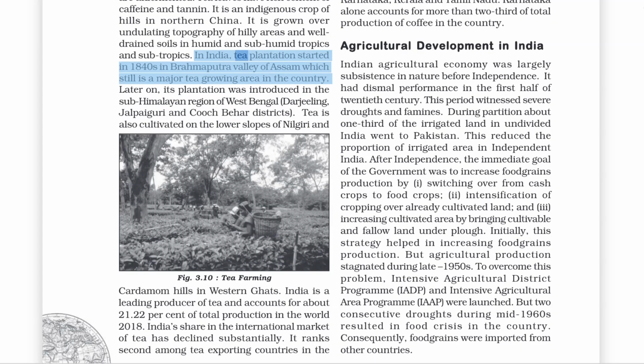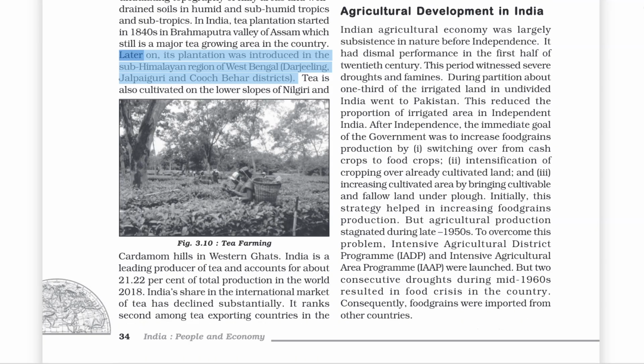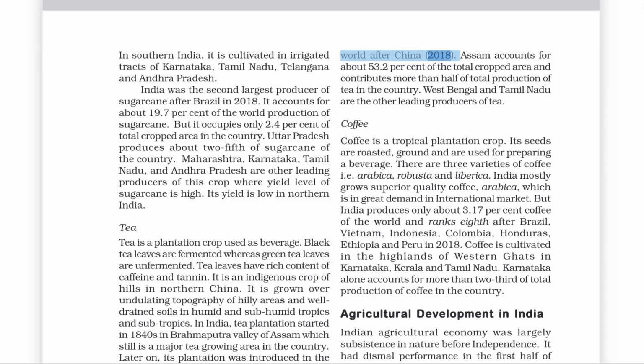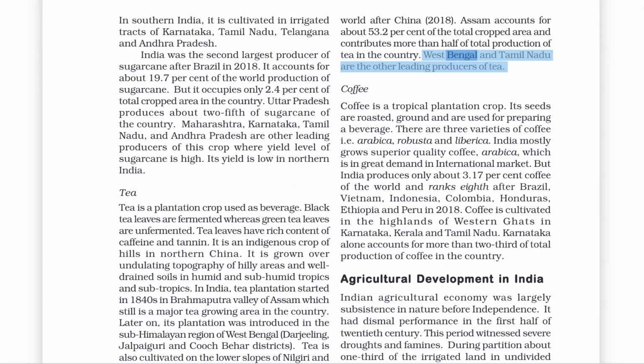In India, tea plantations started in 1840s in Brahmaputra Valley of Assam, which still is a major tea growing area in the country. Later on, its plantation was introduced in the sub-Himalayan region of West Bengal, Darjeeling, Jalpaiguri and Cooch Behar districts. Tea is also cultivated on the lower slopes of Nilgiris and Cardamom Hills in Western Ghats. Assam accounts for about 53.2% of the total cropped area and contributes more than half of total production of tea in the country. West Bengal and Tamil Nadu are the other leading producers of tea.